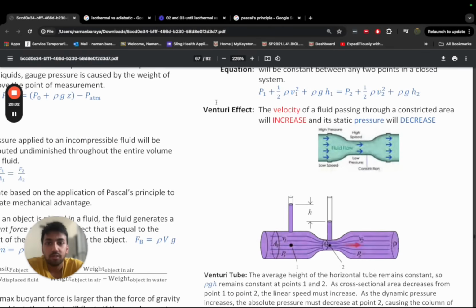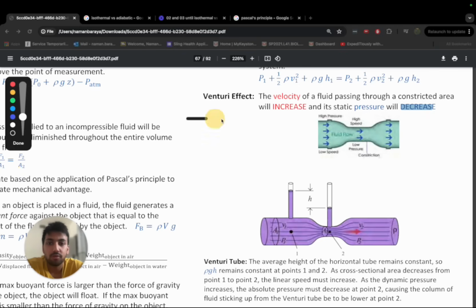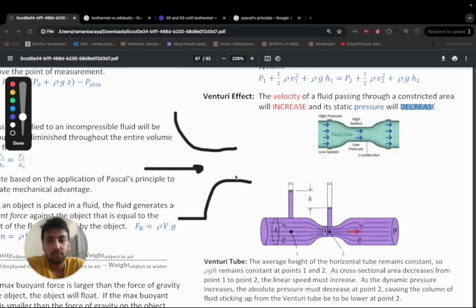Okay, the next thing to talk about is the Venturi effect. The Venturi effect is that velocity of a fluid going through a constricted area will increase and static pressure will decrease. And that's kind of what we just mentioned, which is that as we're going from this really wide thing to this really narrow thing, basically the velocity is going to increase because this area is decreasing. And then the static pressure is decreasing, and that's because it's going into this, and we know fluids go down this pressure gradient. So it's going from high pressure to low pressure, low speed to high speed.